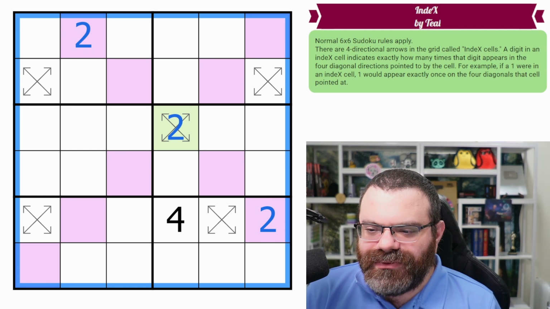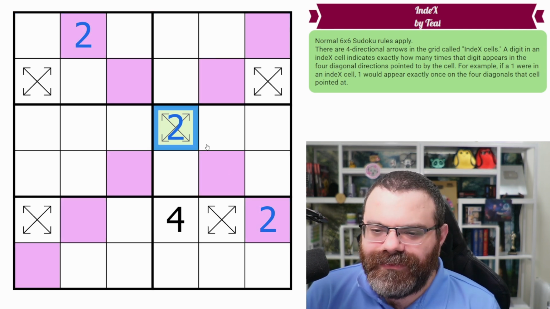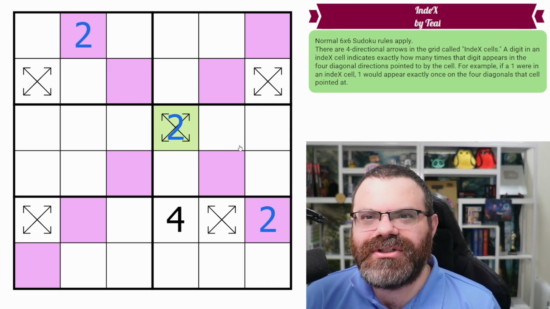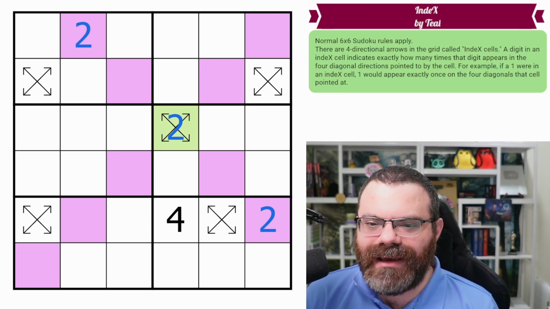And that's it. Those are the rules. If it was a 3, we'd need 3 of them. If it was a 4, we need 4 of them, etc. That's it. Those are the rules. There's a link in the description if you'd like to try the puzzle yourself, and I'm going to get started right now.